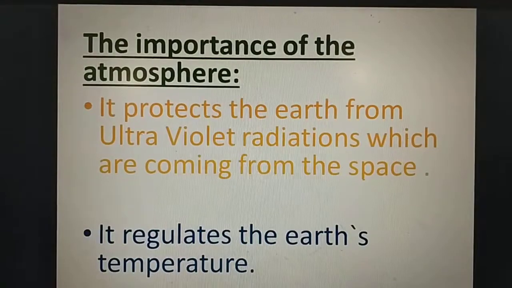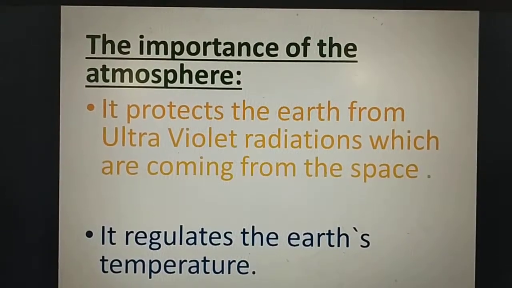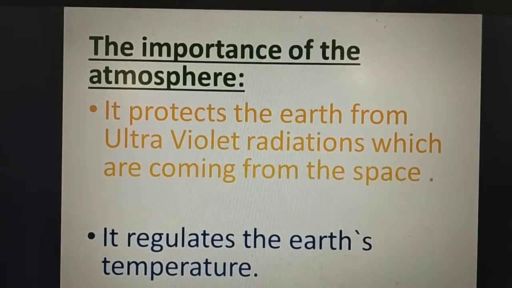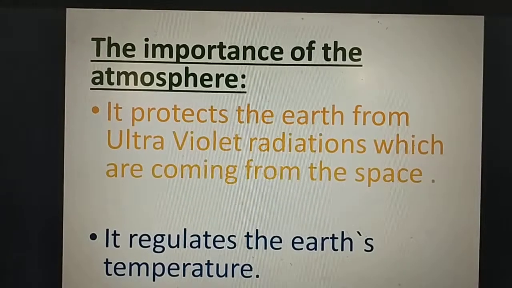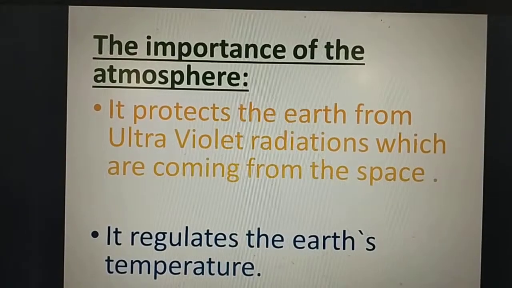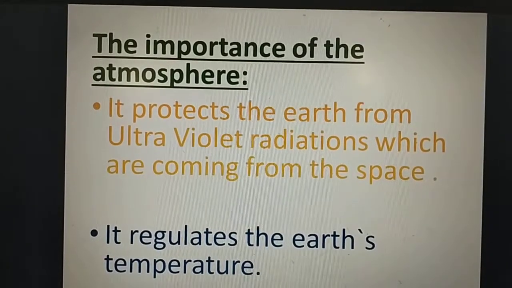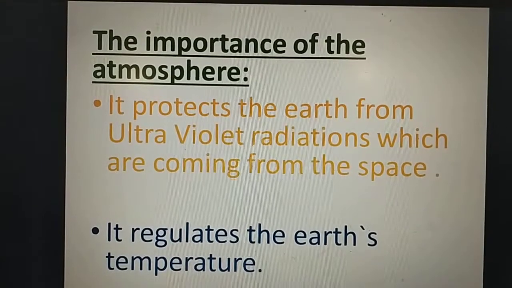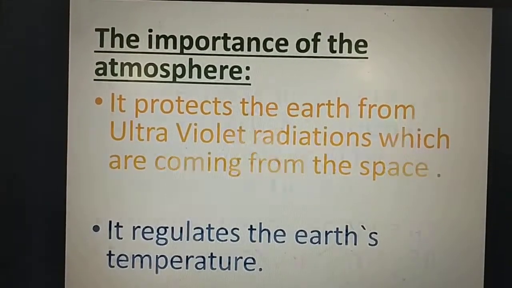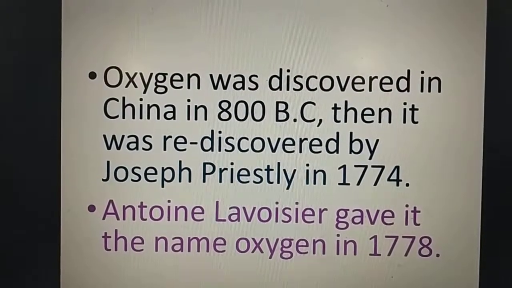Now, let's talk about the importance of the atmosphere. The atmosphere protects the Earth from ultraviolet rays which are coming from space, and it also adjusts or regulates the temperature of the Earth. Now, let's talk about the oxygen gas.